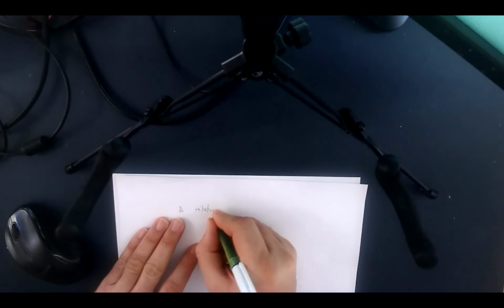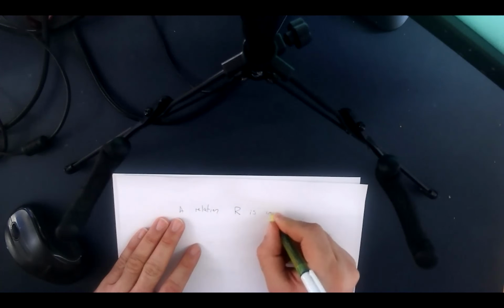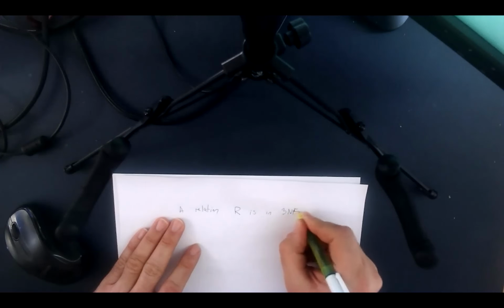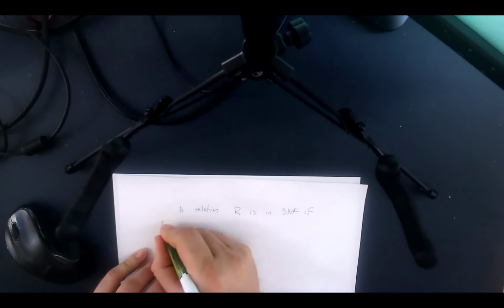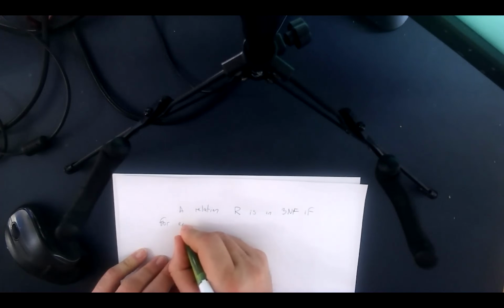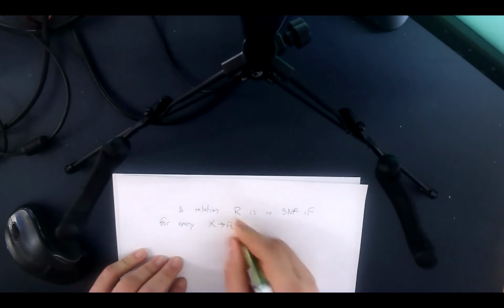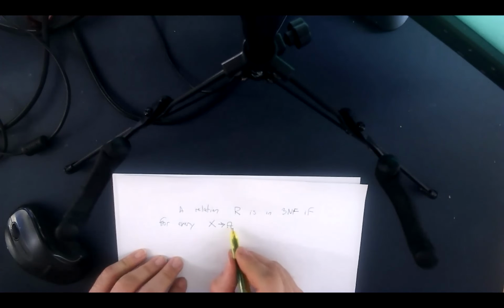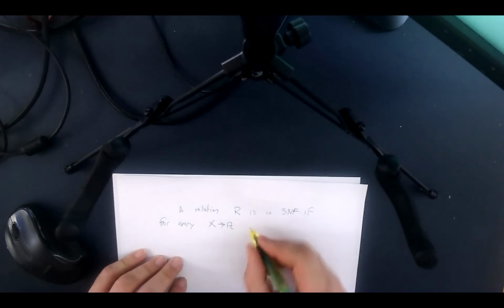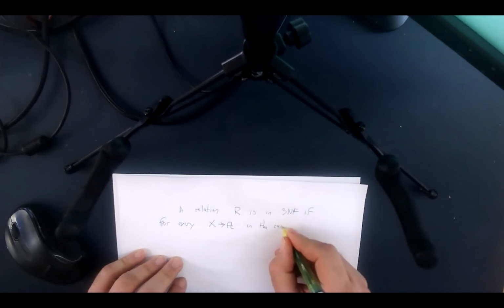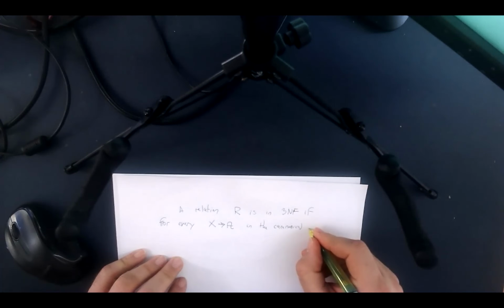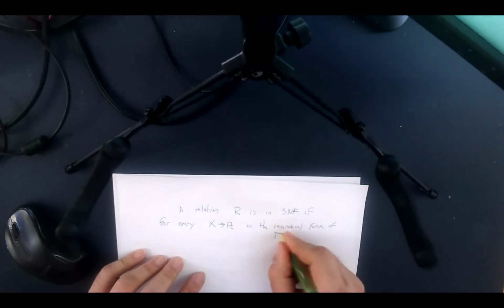A relation R is in 3NF if for every X goes to A, where A represents just a single attribute, in the canonical form of F.